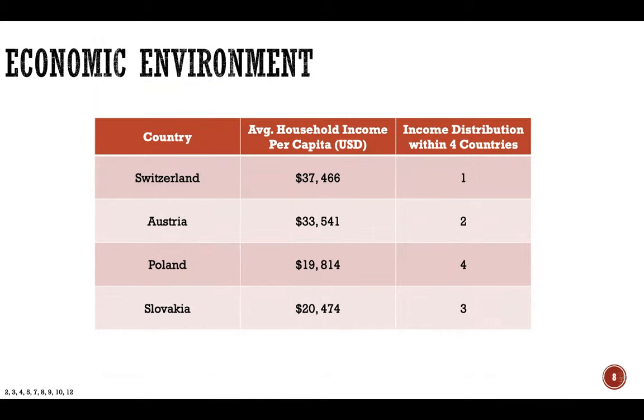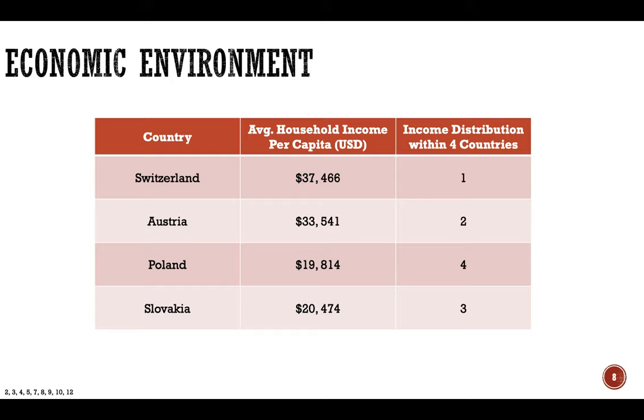So now let's look at the economic environment of each country. The chart shows the country, the average household income per capita per year in US dollars, and the income distribution within these 4 countries. So these 4 numbers are only for these 4 countries for the income distribution. As you can see, Switzerland and Austria are very comparable in average income in the 30,000s, while there's a gap, and Poland and Slovakia are comparable to each other at around 20,000. It's important to note that for each of these countries, there is a considerable gap between the richest and poorest citizens, with the top 20% earning about 4 to 5 times as much as the bottom 20%.